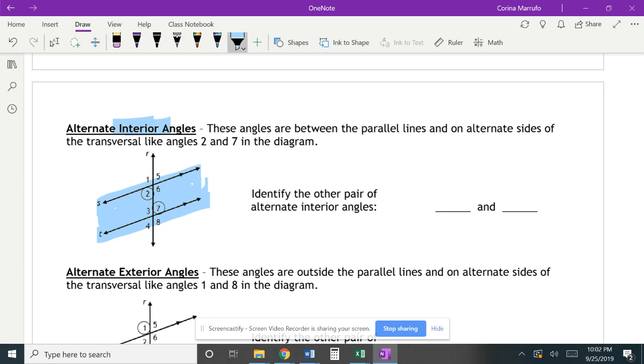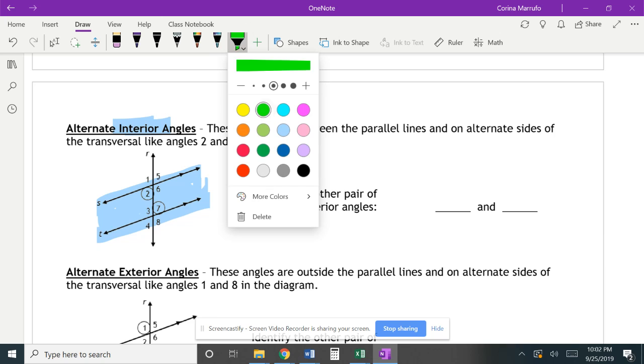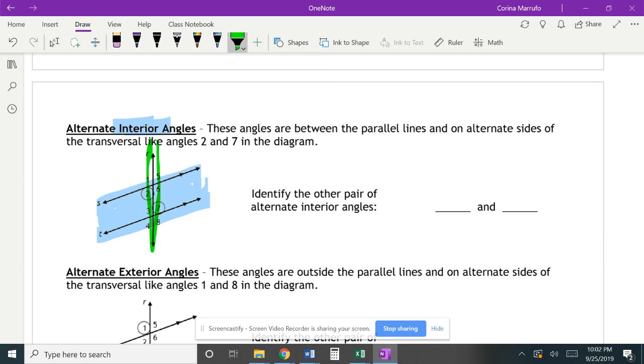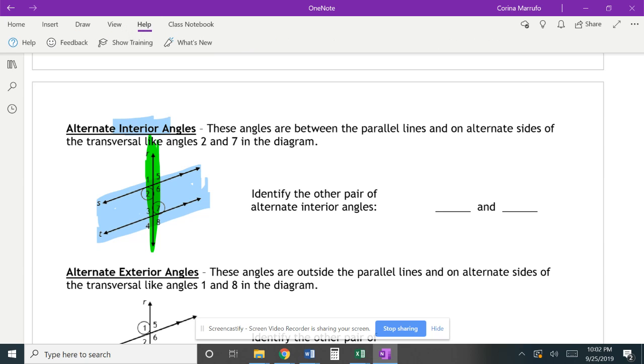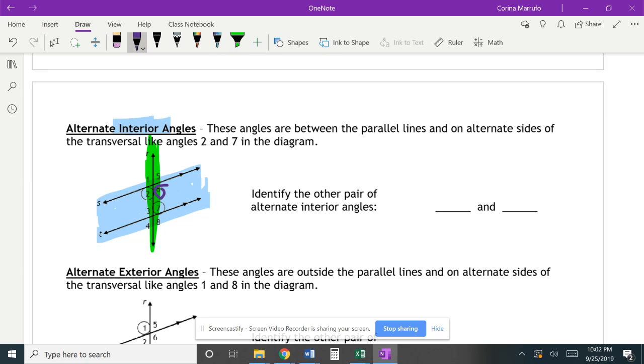Now, alternate means they're on opposite sides of the transversal. So here's my transversal right here. So on alternate sides would be angle 2 and angle 7. And so the next one would be angle 3 and angle 6. So right here, angle 3 and angle 6.